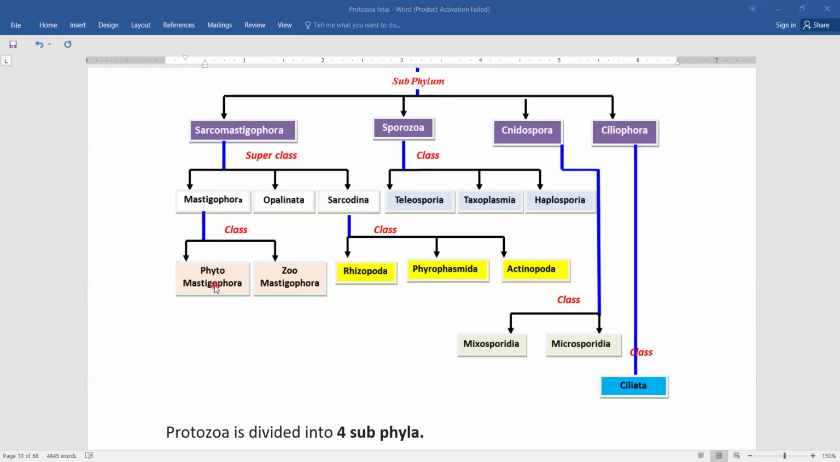Mastigophora is again divided into phyto, plant Mastigophora, and zoo, animal Mastigophora. In this, plant-like protozoans are present. In this, animal-like protozoans are present. Opalinata has no classes. Sarcodina has again three classes: Rhizopoda, which contains the amoeba and Entamoeba, important protozoans, Piroplasmida, and Actinopoda. You should remember this classification.